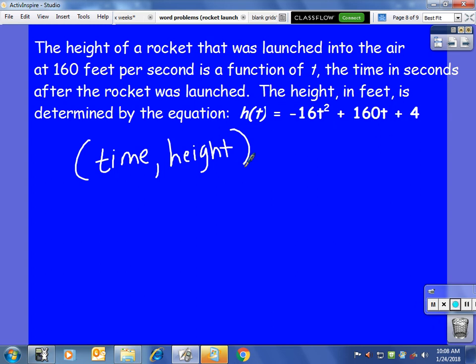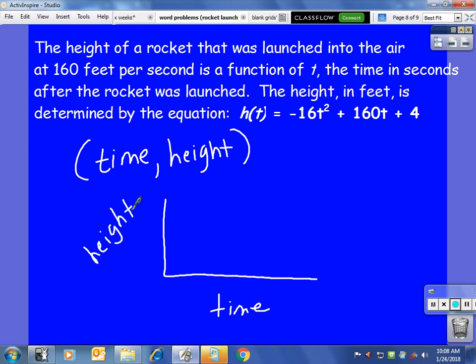In most of the problems that we're going to do involving real-life parabolas, it's usually about a rocket going into the air, or a softball being hit into the air, or a golf ball, or something being launched into the air that's eventually going to come back down. So on these problems, input is your time, output is your height.